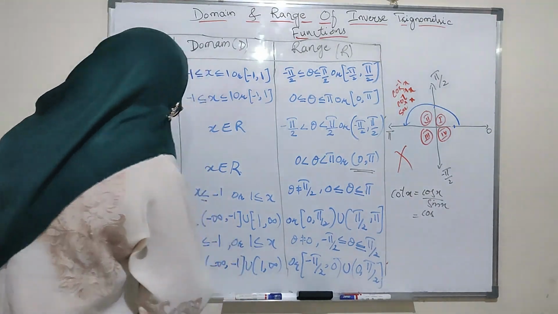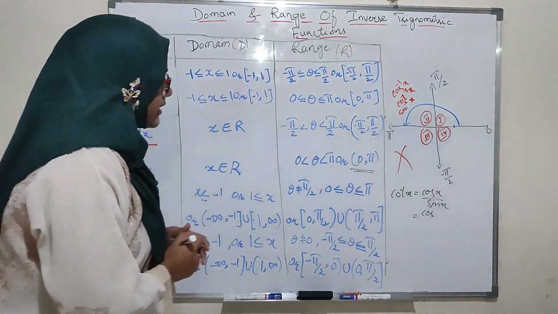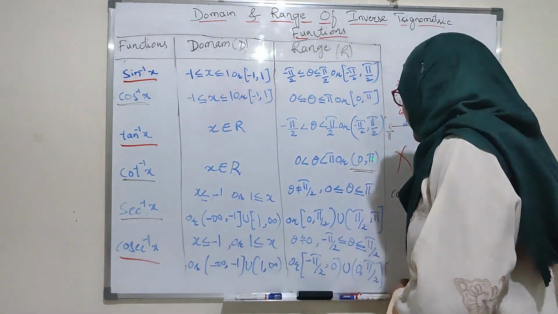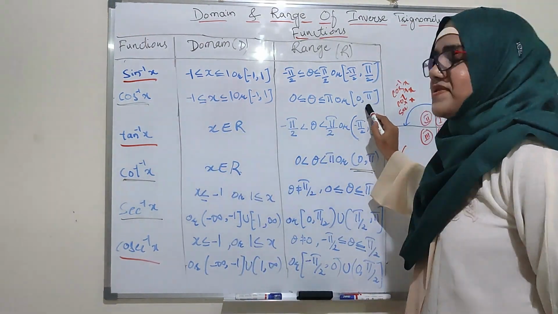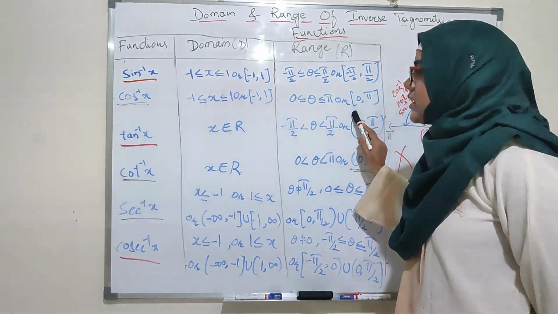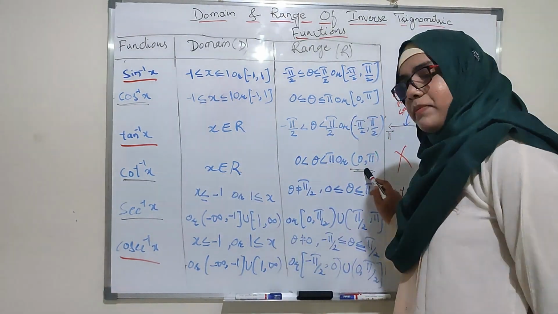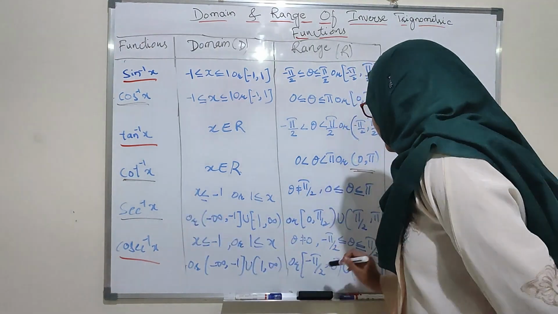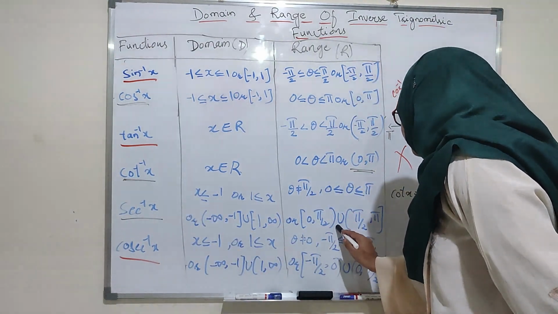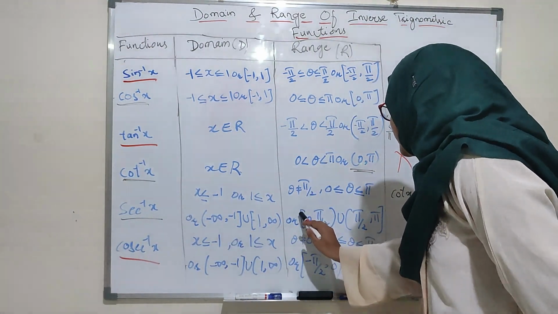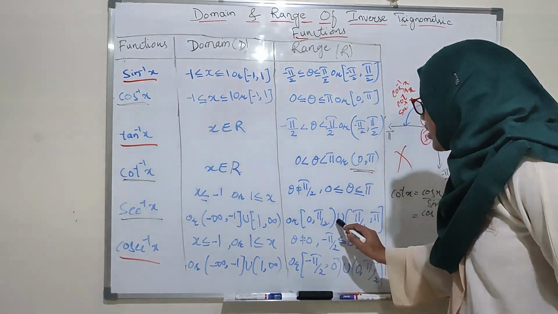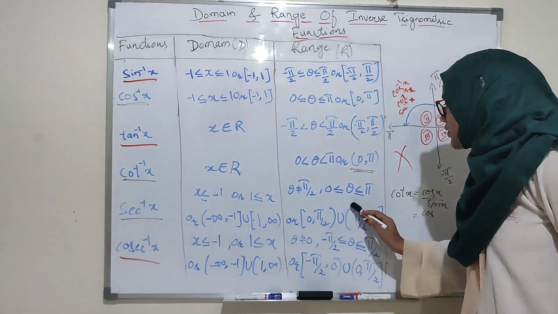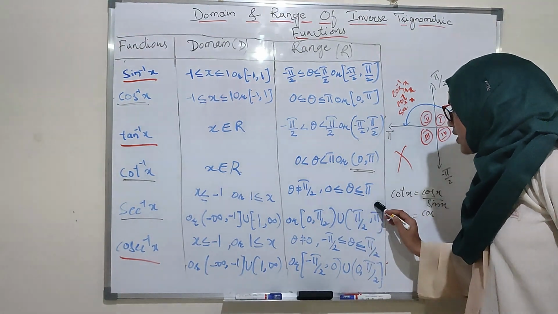And what about lastly sec? Sec is the reciprocal of cos. For cos we have taken the closed interval 0 to pi. For cot we have taken 0 to pi, but the interval is open. And lastly sec inverse: we are taking the closed interval 0 to pi by 2, union the open interval pi by 2 to pi.